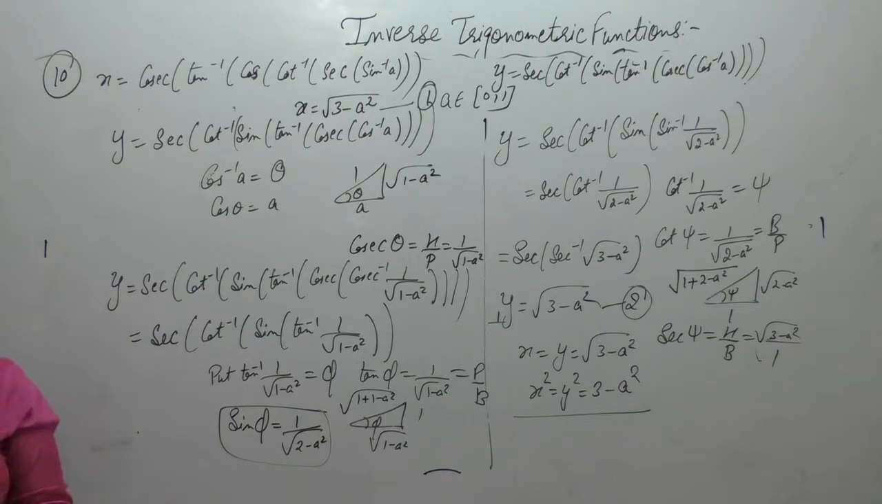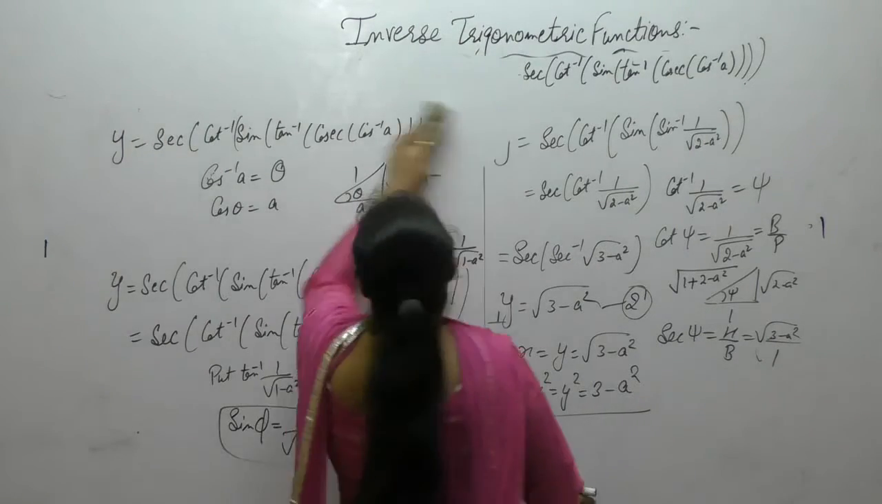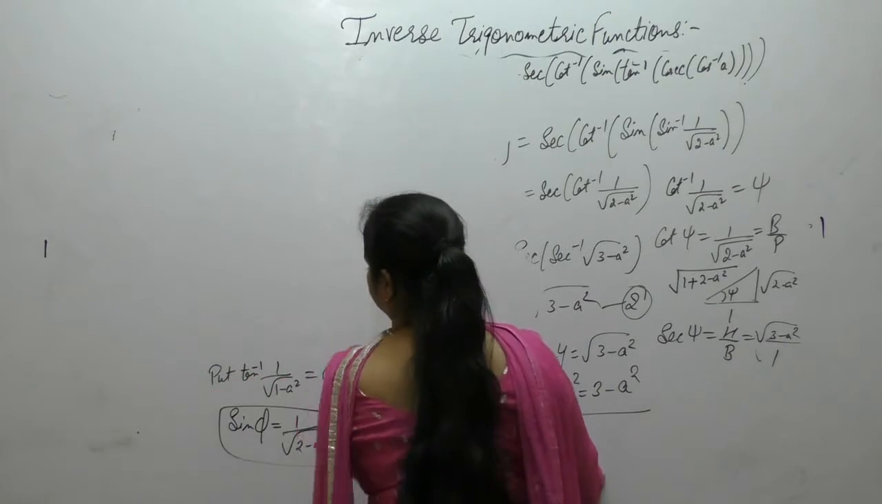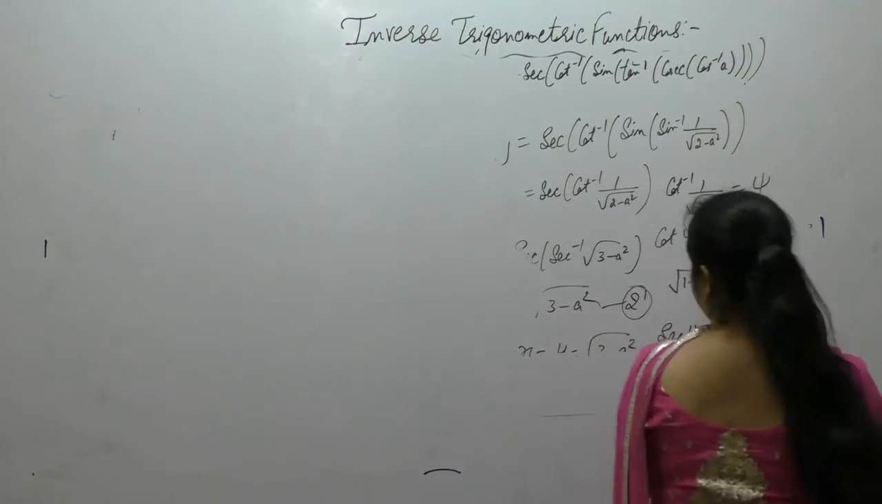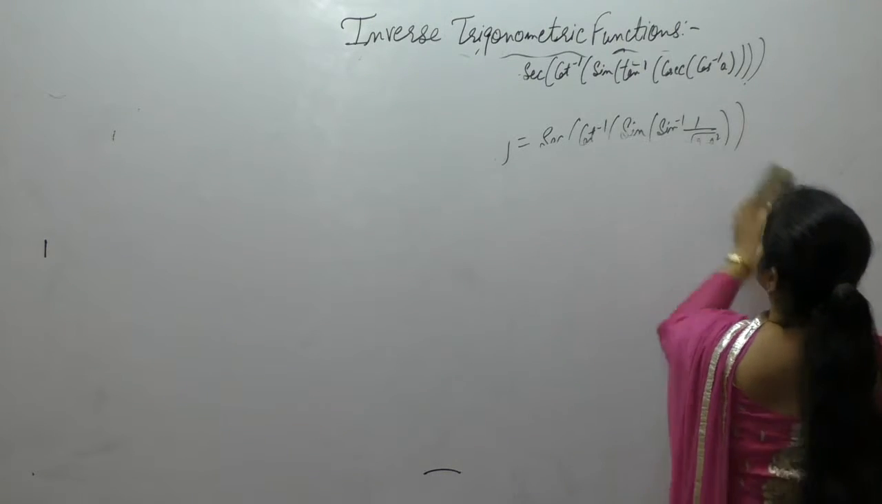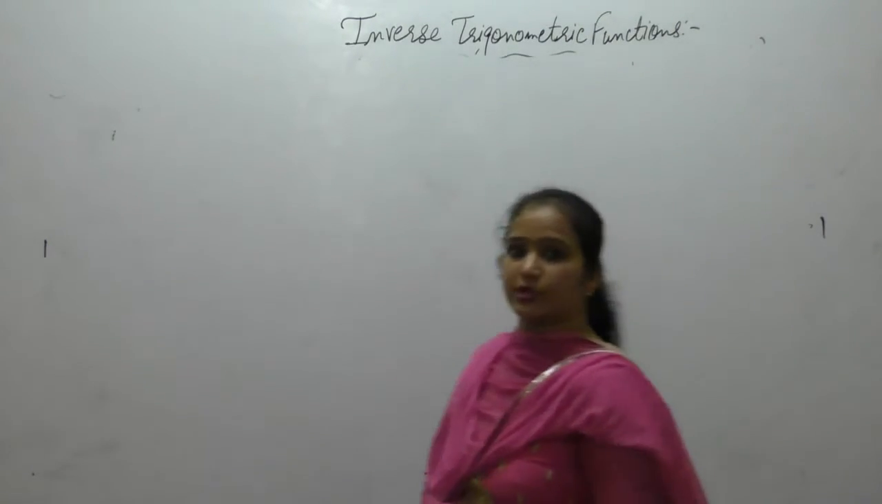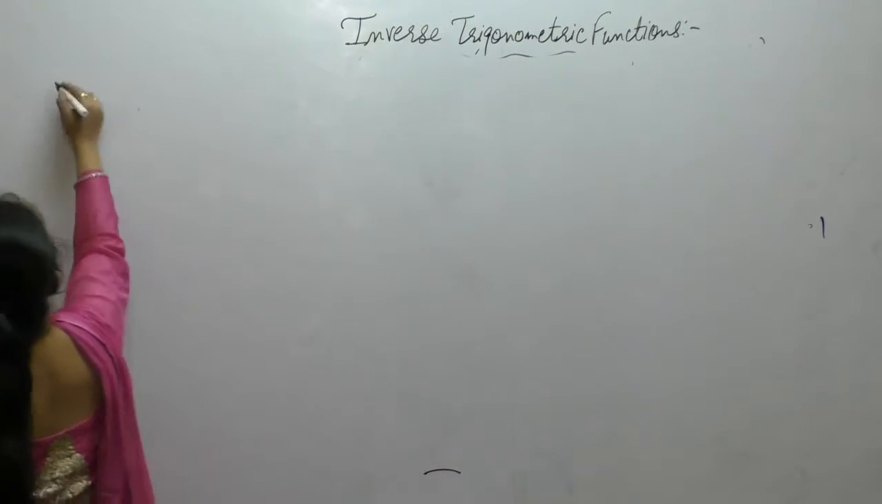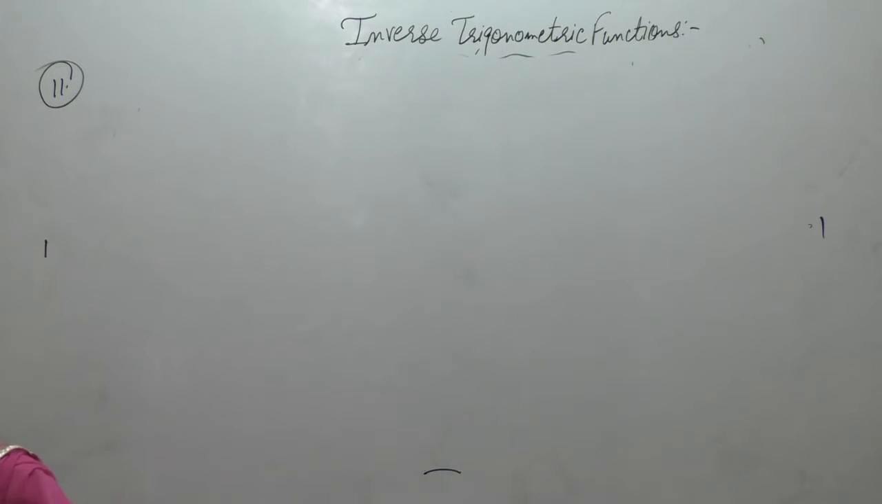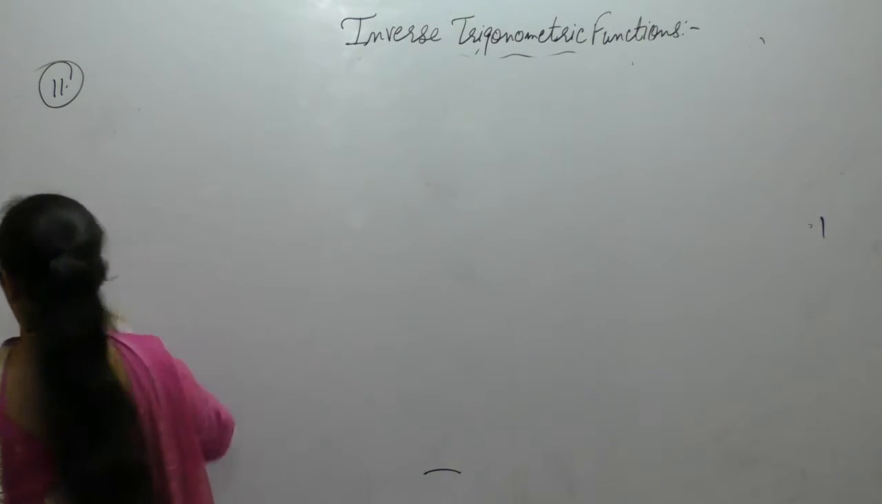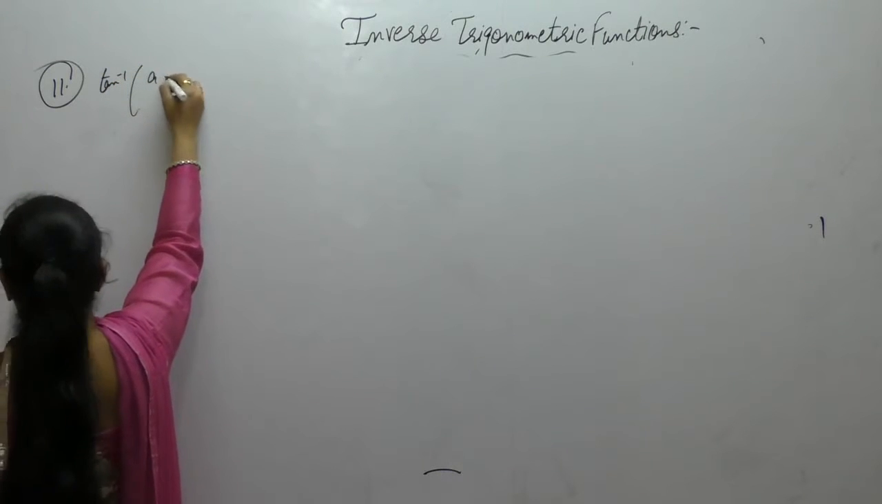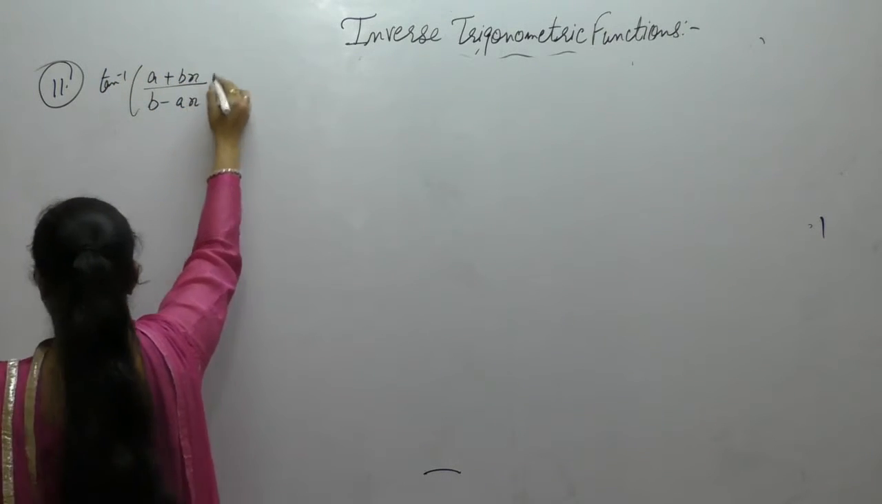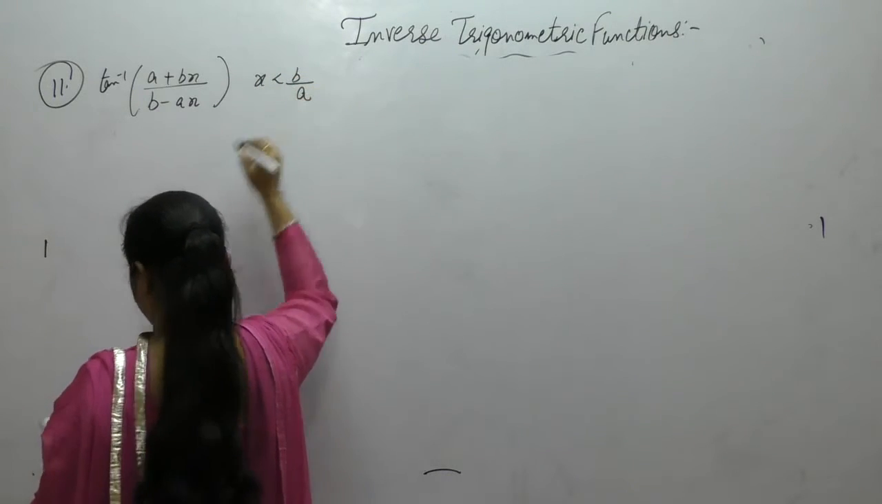Clear? Note it down. Now the next question. Simplify tan inverse of (a plus bx) upon (b minus ax), where x is less than b upon a.